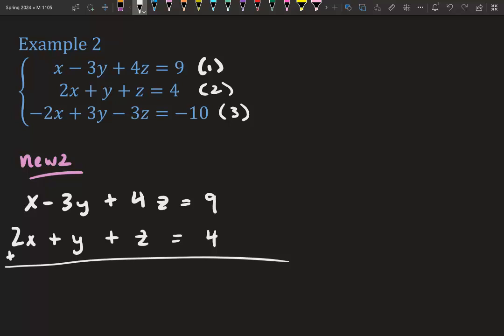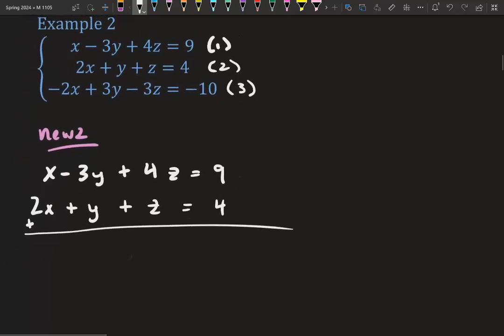Now again, it doesn't matter what variable you get rid of. You can get rid of any variable you like. It's truly up to you. I'm going to get rid of x just because I wanted to. You can get rid of y, you can get rid of z. It truly does not matter. So I'm going to get rid of x.